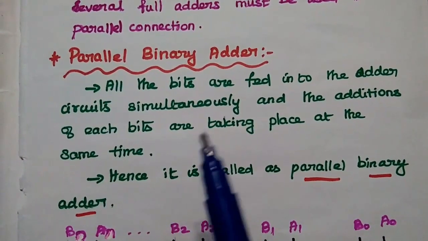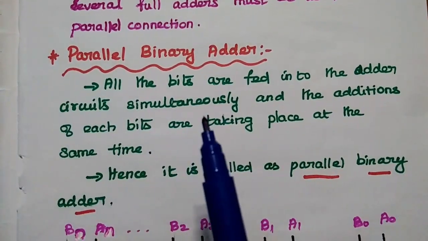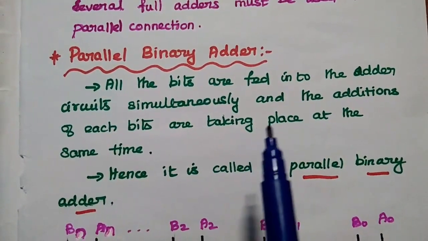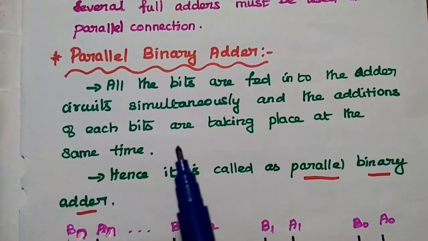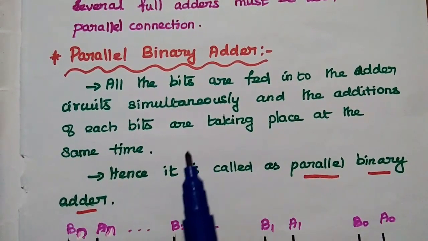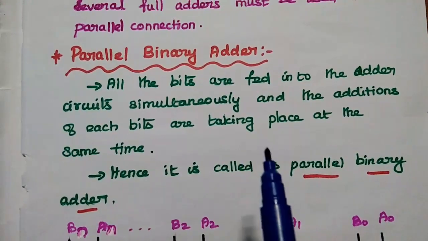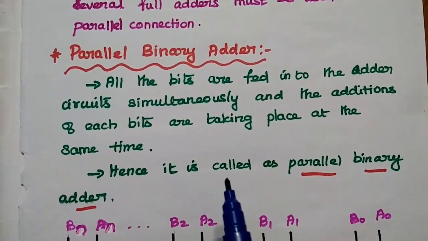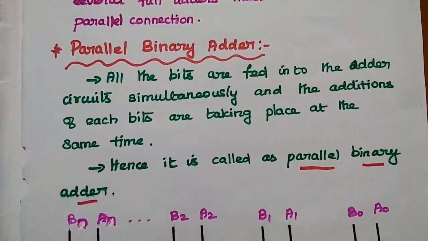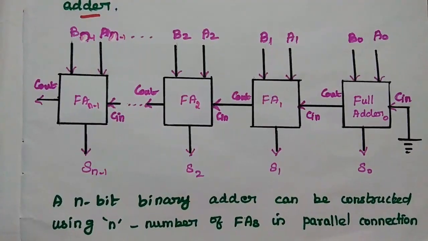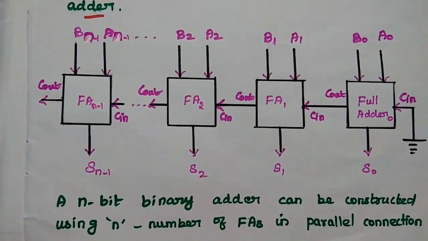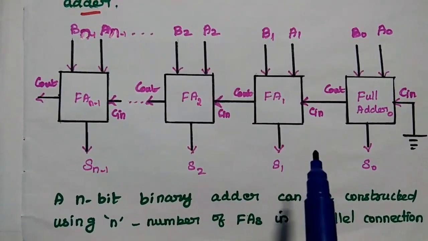In this parallel binary adder, all the bits are fed into the adder circuit simultaneously and the additions of each bit take place at the same time. So we can perform the addition of each bit at the same time. That's why it is called a parallel binary adder. An n-bit binary adder can be constructed using n number of full adder circuits.